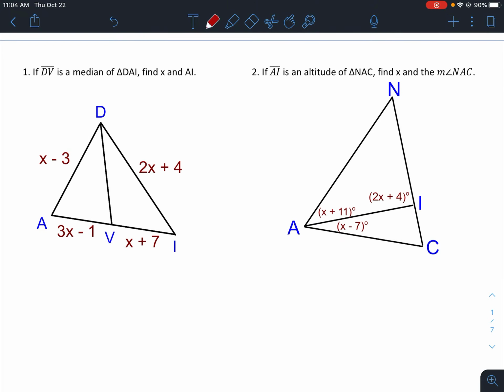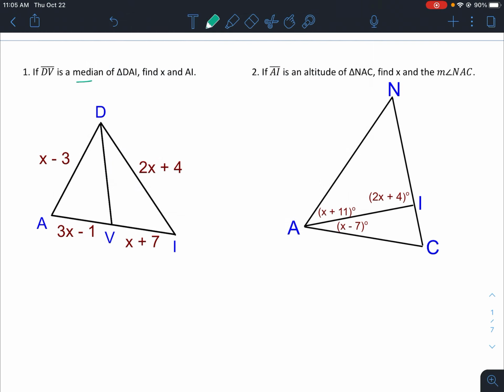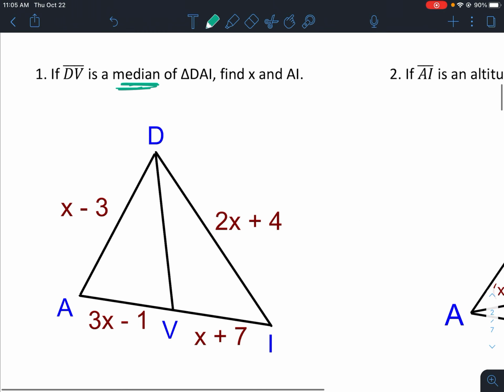Question number 1, if DV is a median, so I immediately see the word median. My first thought should be there's a midpoint somewhere on this picture, okay? So what is the midpoint? Well, it's either going to be D or V. D cannot be a midpoint because it's a part of the triangle. So therefore, V must be my midpoint. What does a midpoint tell us? It tells us that these two segments are congruent.